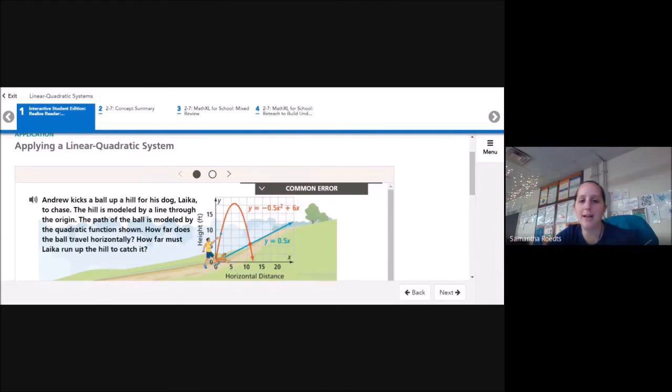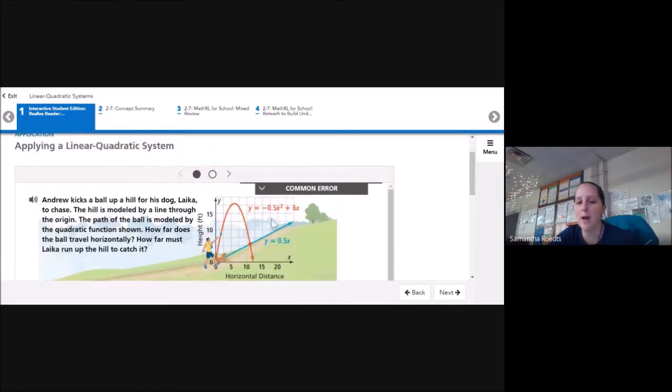The hill is modeled by a line through the origin. The path of the ball is modeled by the quadratic function shown. Here's the quadratic function. Here's the line of the hill. How far does the ball travel horizontally? How far must Leica run up the hill to catch it?